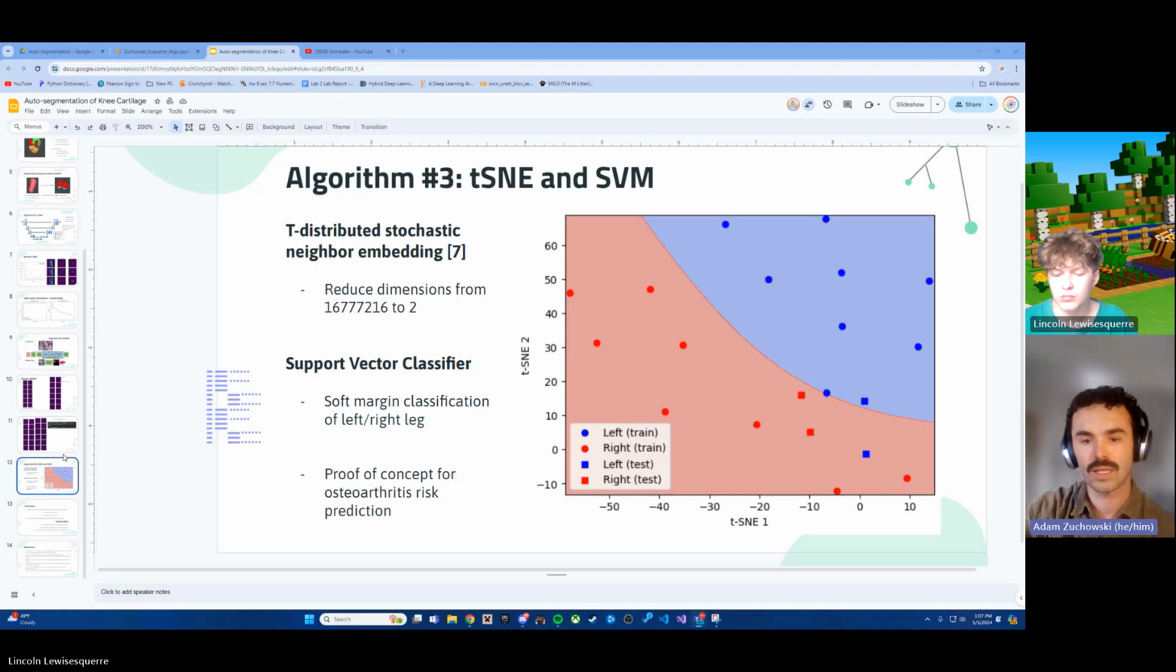So we're looking at the plane represented by the two t-SNE variables and then the decision boundary of the support vector classifier. We can see that it is able to relatively well tell the difference between a right leg and a left leg. This is not a terribly useful thing, but we are going to adapt this once we get the rest of the data from the MyOB lab, to turn this system of dimension reduction and support vector machines into a tool for predicting osteoarthritis risk.